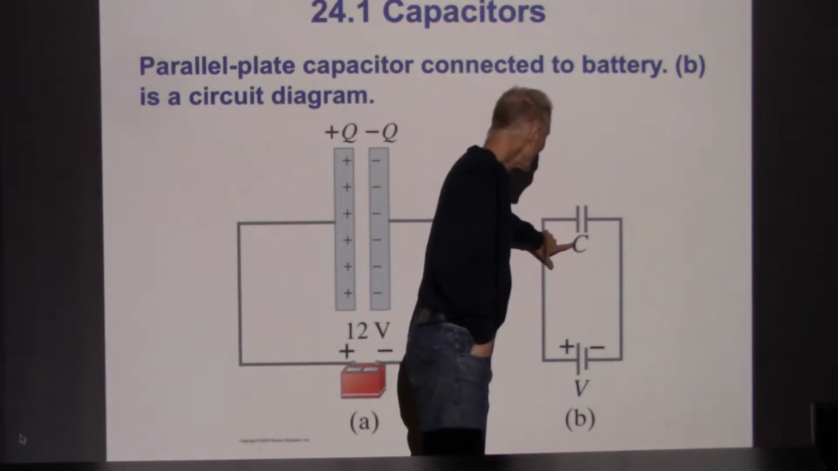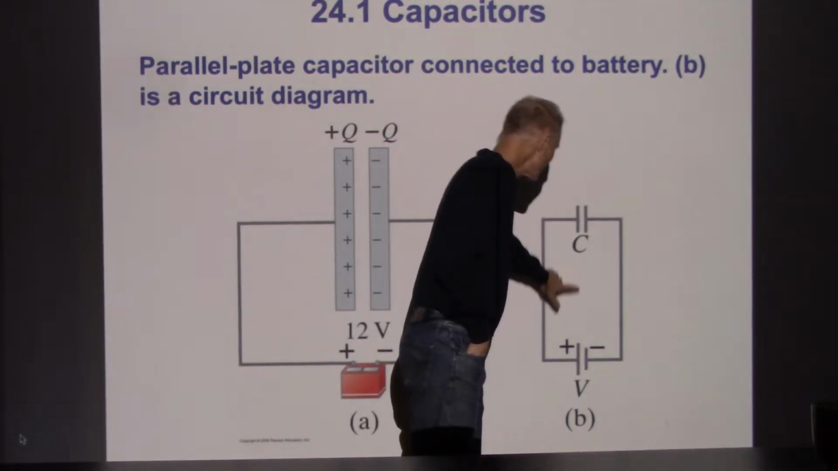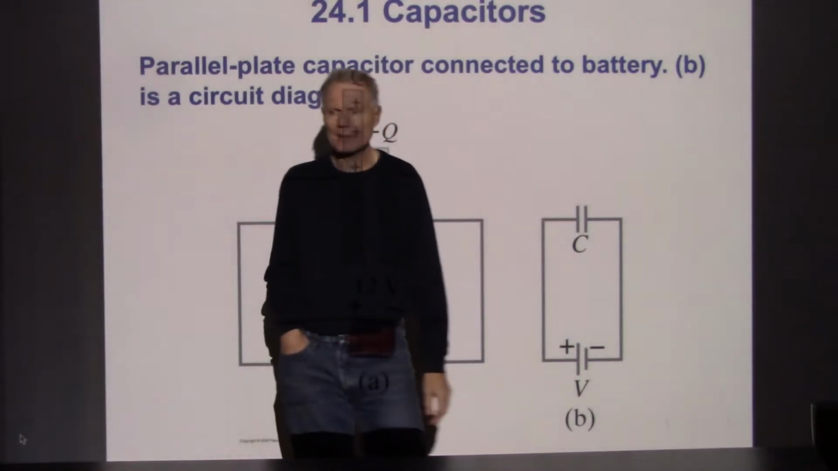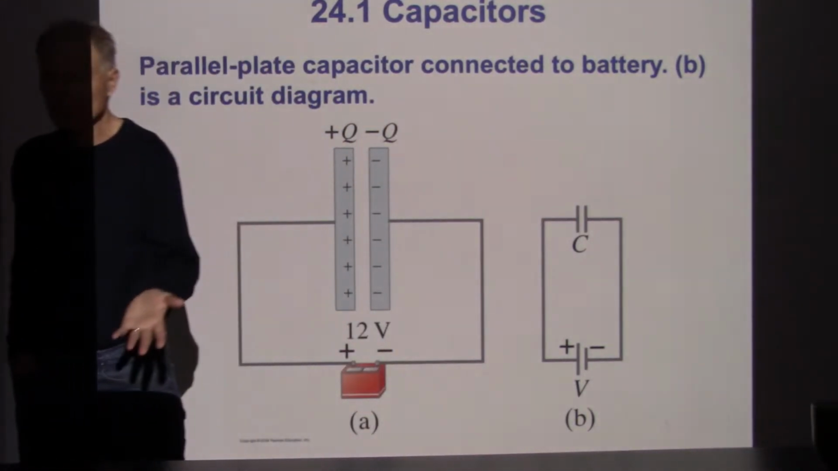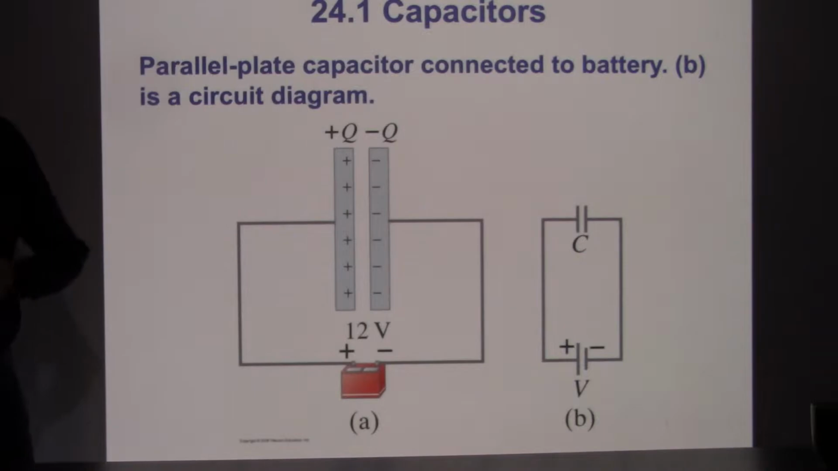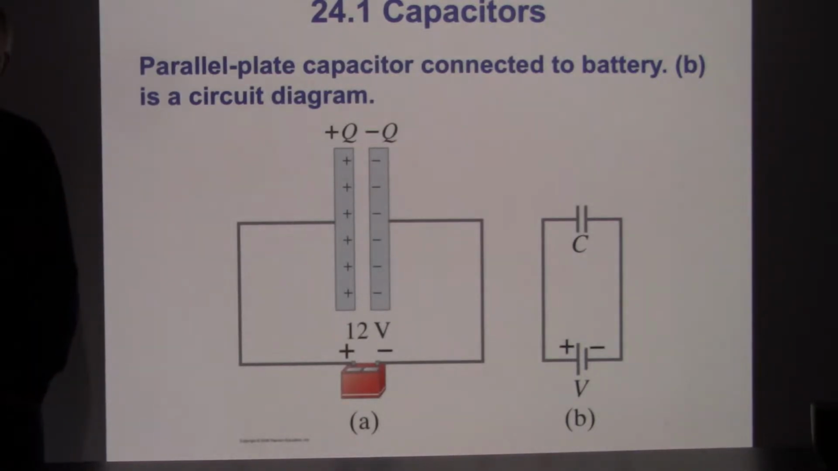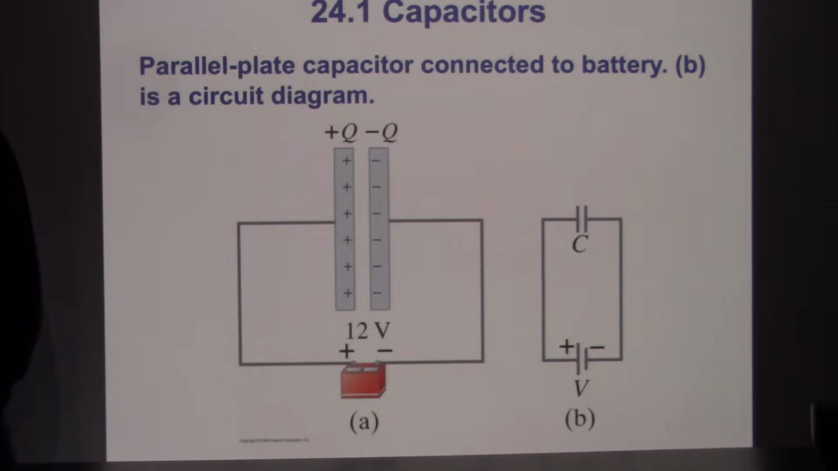The capacitor has a property of capacitance. Batteries, as we talked about in chapter 23, have a property of electric potential. They're measured in volts, and that's related to how much energy per charge those electrons will have when they're being pumped through the battery. So the battery provides a certain amount of energy per charge for every electron that gets pumped through there.